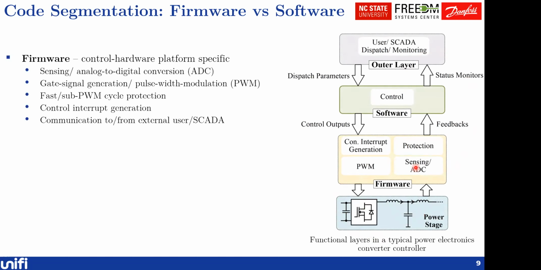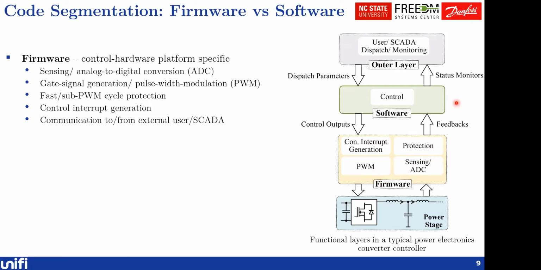Firmware is the part of your control code which is specific to the control hardware platform that you're trying to use. For example, if you're using a TI DSP, when you program the ADC, the analog to digital conversion, that code is specific to TI platform. So if you switch to a different microcontroller or an FPGA, then that has to be done in a completely different way. So PWM, ADC, these type of stuff, they are specific to the control hardware platform. So that's what we call the firmware part of your code.